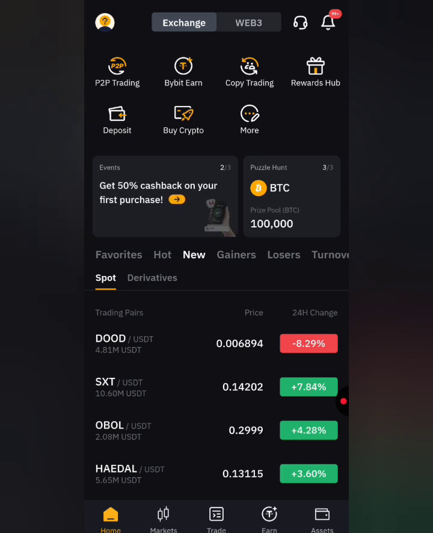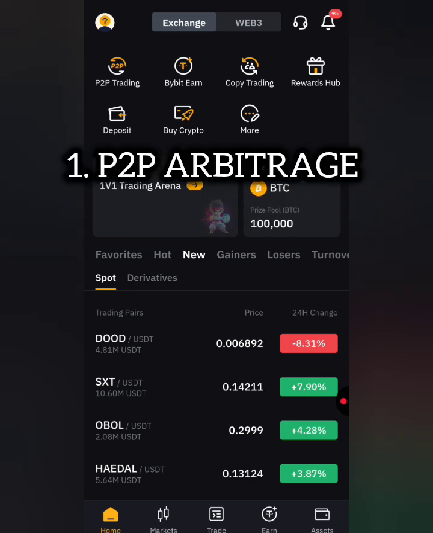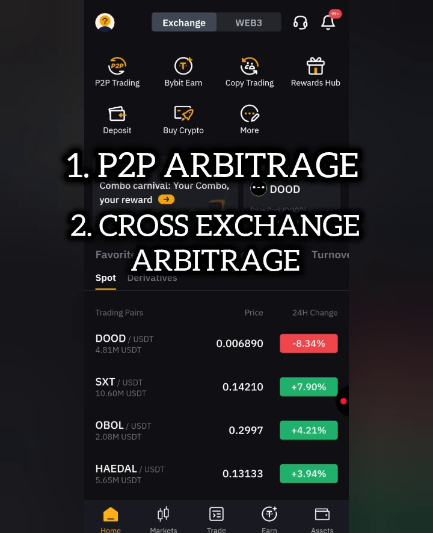Now, if I'm to rank these arbitrage strategies based on the ones I like, the one that comes top for me is the P2P arbitrage. As of the last 2 years when P2P arbitrage was still new, it was very profitable for me, and it was one of the best arbitrage strategies I enjoyed performing. Then followed by the cross exchange arbitrage. Of course, I've made a lot of videos about it, and I've also tried it a lot of times, and it's a very nice arbitrage.